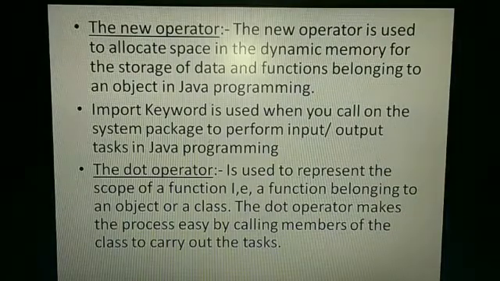Then what is the use of the import keyword? The import keyword is used when you call on the system package to perform input and output tasks in Java programming. Import java.util.*, import java.io.*: you are calling for the system package. And the dot operator is used to represent the scope of a function, that is, a function belonging to an object or a class. The dot operator makes the process easy by calling members of a class to carry out the task. These are the definitions that you are supposed to go through.